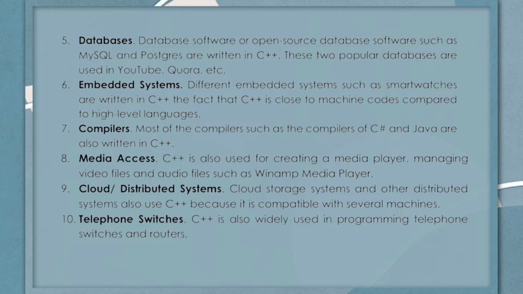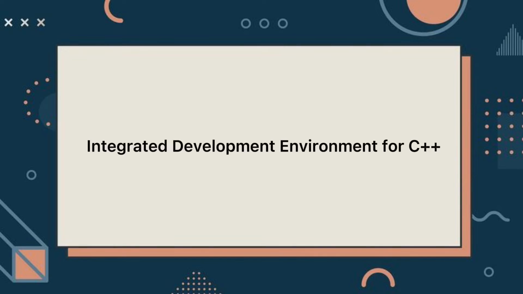Media access. C++ is also used for creating a media player, managing video files and audio files such as Winamp Media Player. Cloud or distributed systems. Cloud storage systems and other distributed systems also use C++ because it is compatible with several machines. Telephone switches. C++ is also widely used in programming telephone switches and routers.